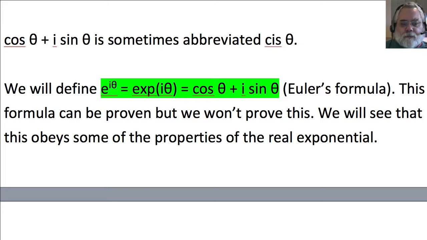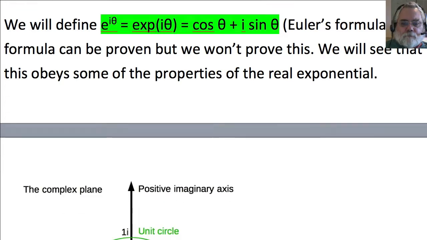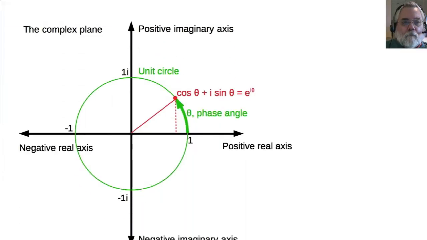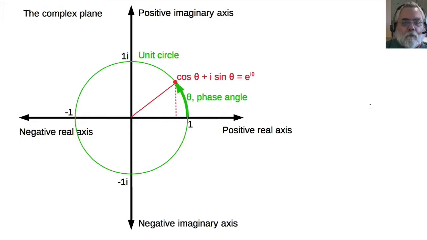We will see that this obeys some of the properties of the real exponential. e to the i theta equals cosine theta plus i sine theta. The magnitude of that is always 1. You can do the math for that and you will see what its magnitude is, if you multiply it times its complex conjugate. And it has phase angle theta, positive counterclockwise relative to the positive real axis.